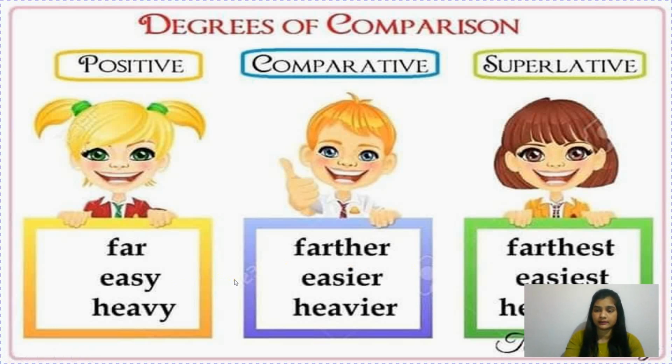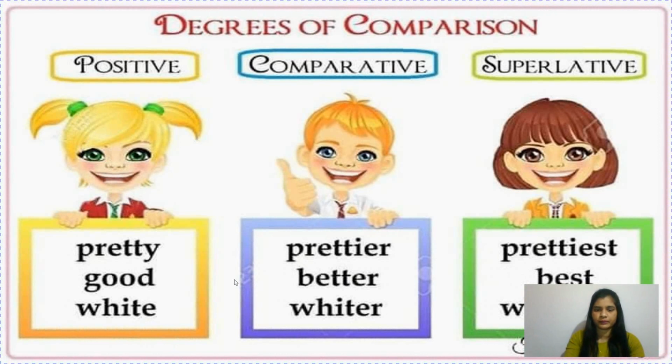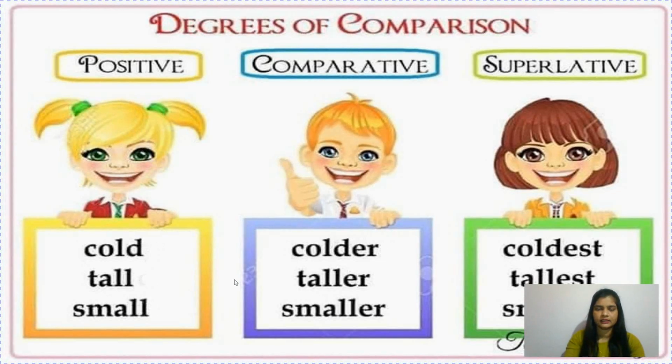Easy, easier, easiest. Heavy, heavier, heaviest. Sweet, sweeter, sweetest. Thick, thicker, thickest. Strong, stronger, strongest. Pretty, prettier, prettiest. Good, better, best. White, whiter, whitest. Children, there are few examples which are repeated. I hope you are learning.